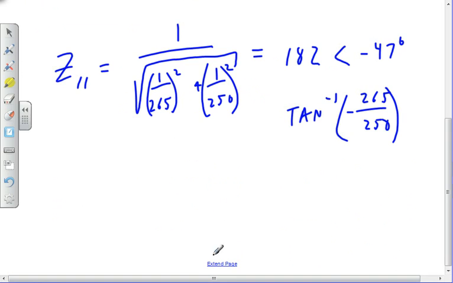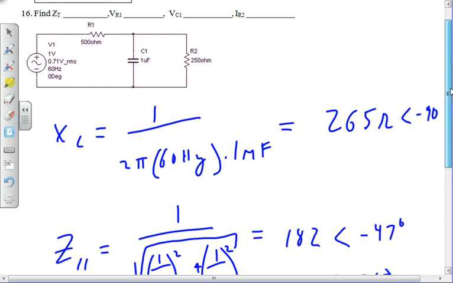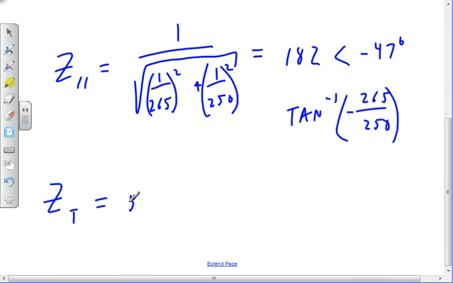Okay, now the total impedance is going to be 500 ohms plus 182 angle minus 47. XY key, let's see, 182 XY key 47 with a minus sign, second function, change to rectangular. 124 minus 133 I.